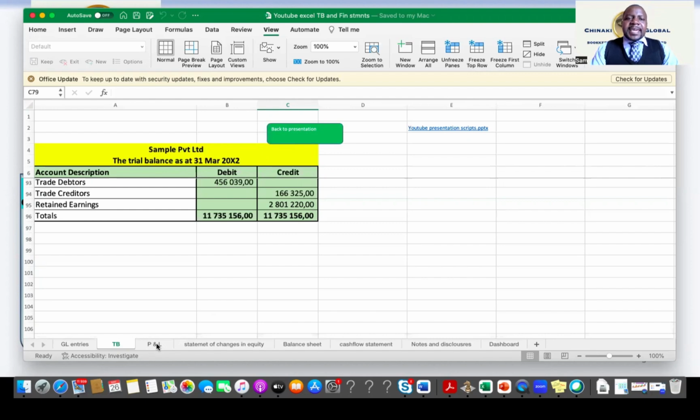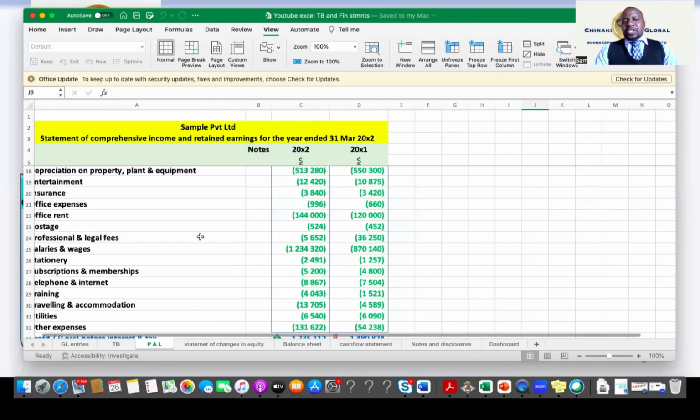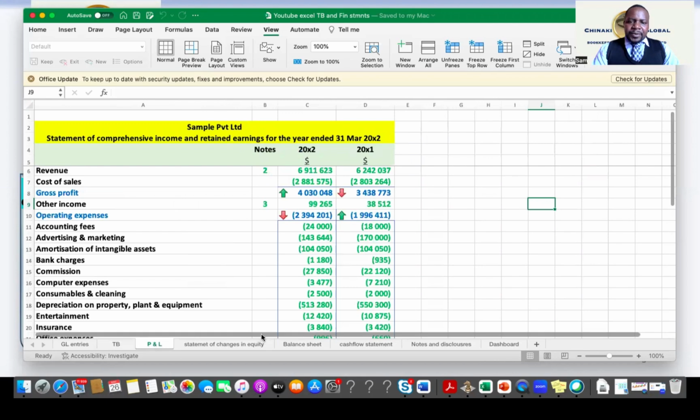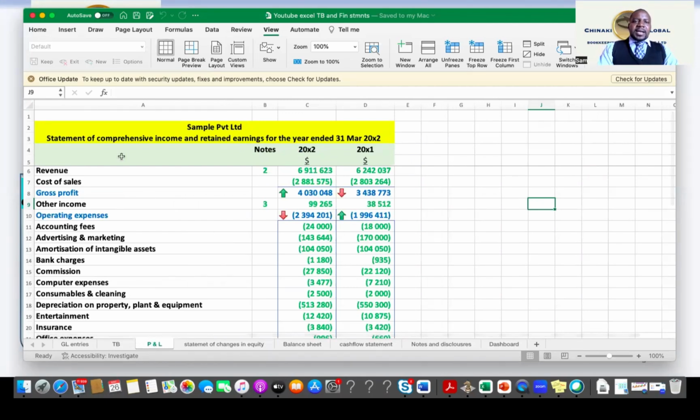So after having our trial balance, we use that information to prepare what we call a profit and loss account. This is an example of the profit and loss account. This is a statement of comprehensive income and the retained earnings for the year ended this date. So this is just a comparison.